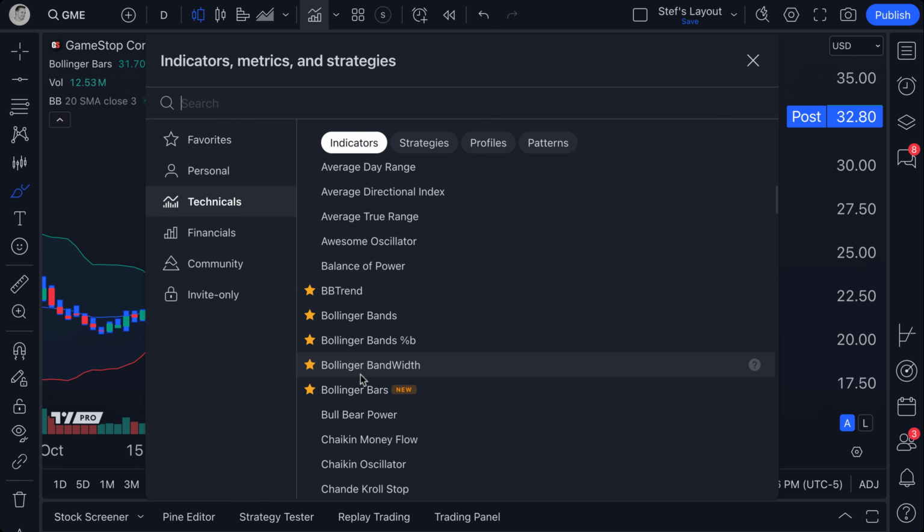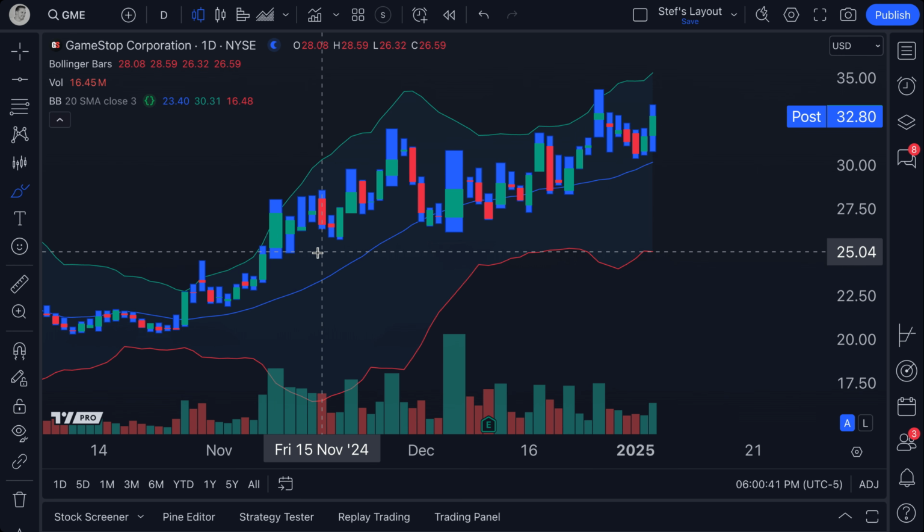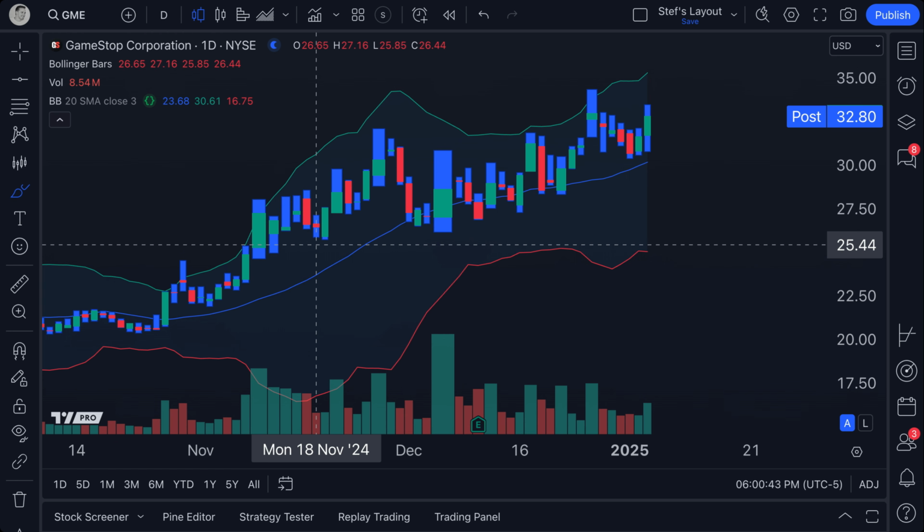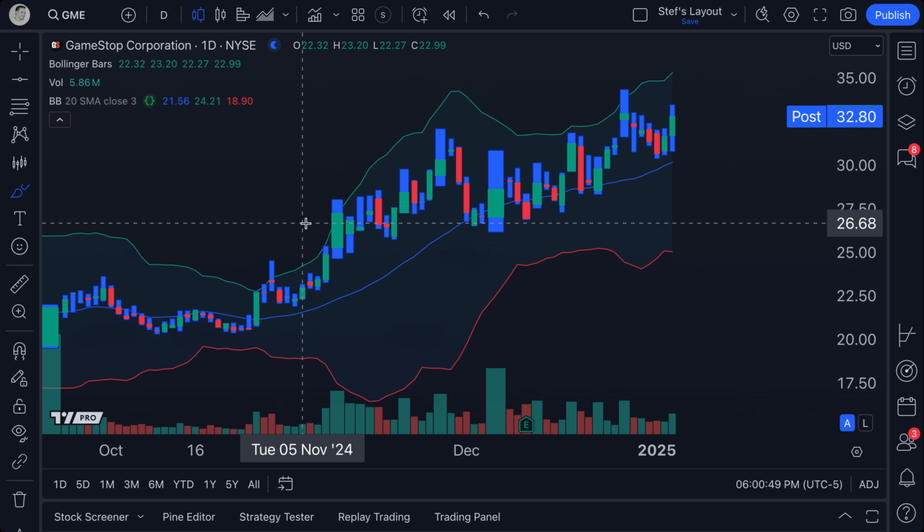So when you go to the technicals section here in the indicators, metrics, and strategies menu, and go down to the Bollinger indicators area here, you'll see all of these indicators called Bollinger. Well, these are some pretty famous indicators that in some instances go back multiple decades, and the all-new Bollinger Bars has been added, and it can be utilized with all of the other Bollinger indicators. So you have a Bollinger suite of indicators at your disposal when you're a TradingView member.